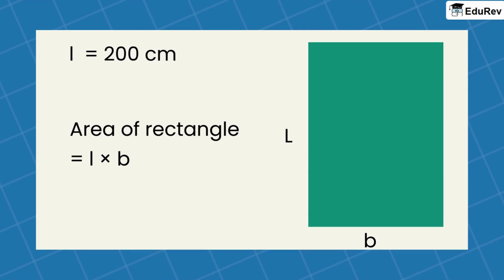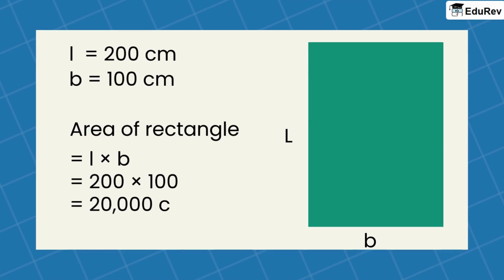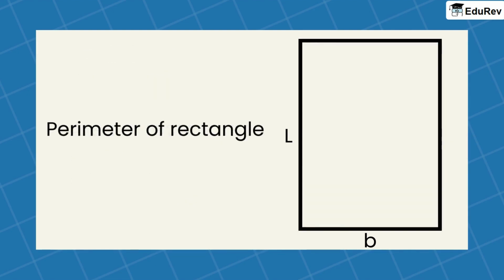So we know that length L is equal to 200 centimeters and breadth B is equal to 100 centimeters. Putting these values in the formula for area, we get L multiplied by B equal to 200 multiplied by 100. That is equal to 20,000 centimeters square. Now we have to find the perimeter of this bed. The perimeter will be twice the sum of length and breadth.